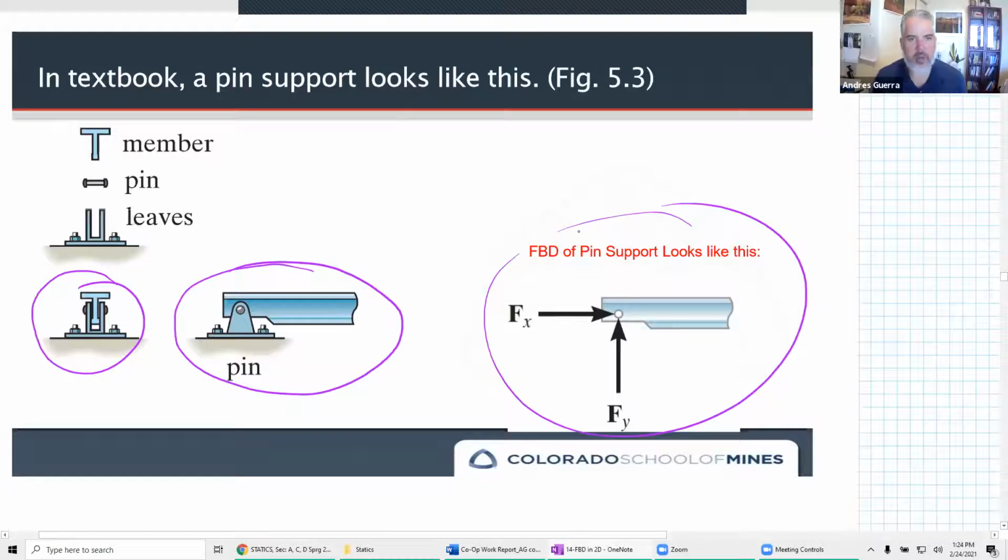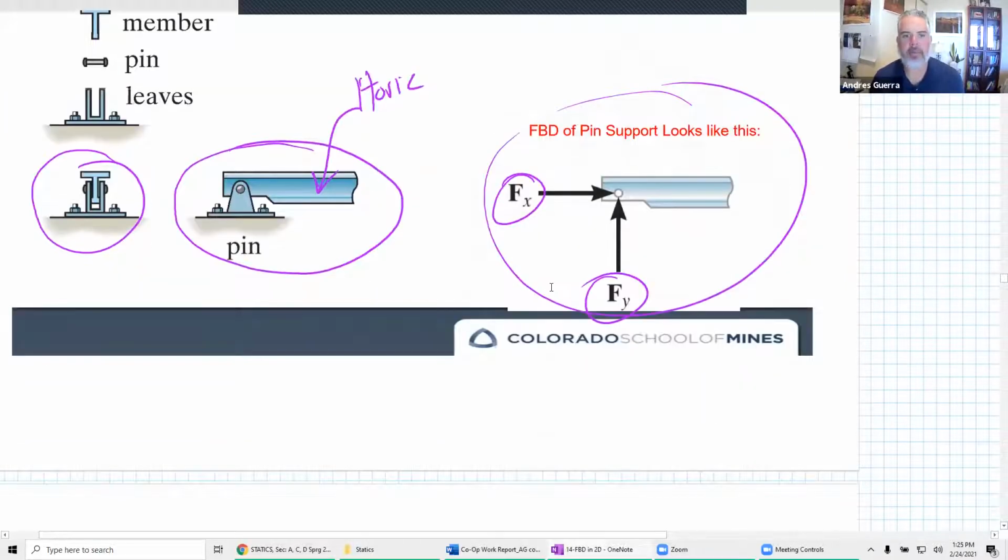Notice that this one is now horizontal, isn't it? So this member right here is now horizontal, but does it change Fx and Fy? No, Fx and Fy are still in the horizontal and vertical direction. So we're going to really break things into x and y components.